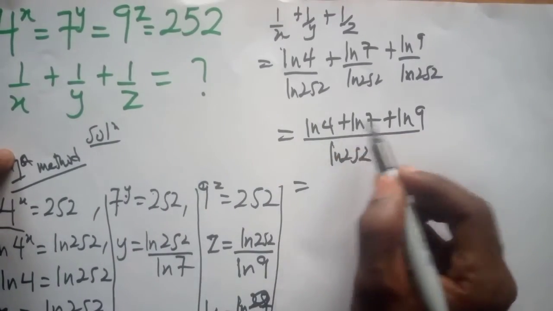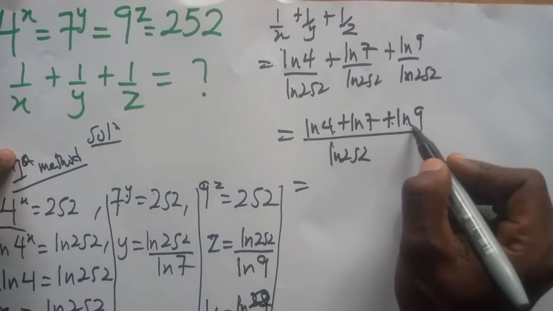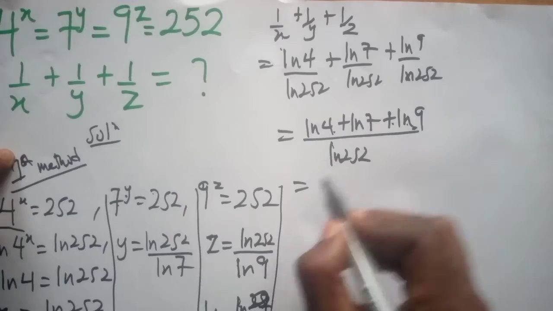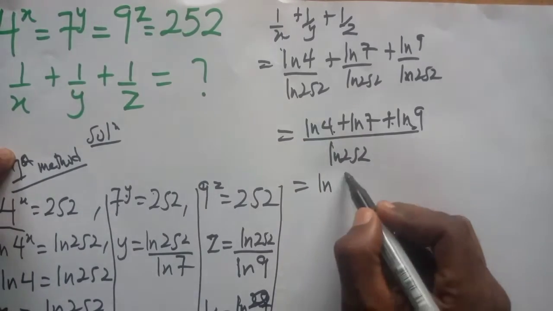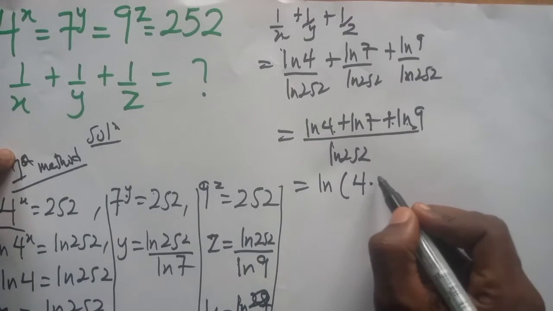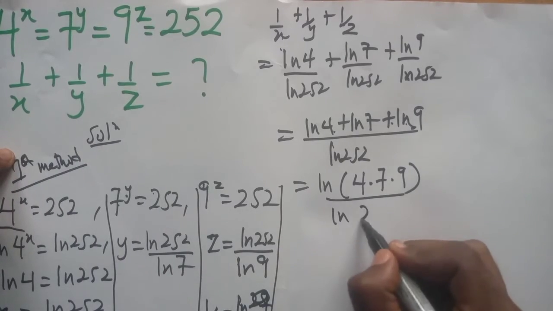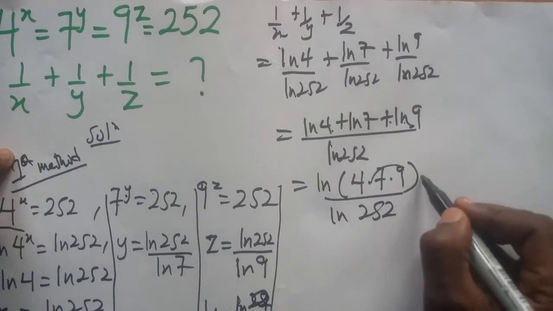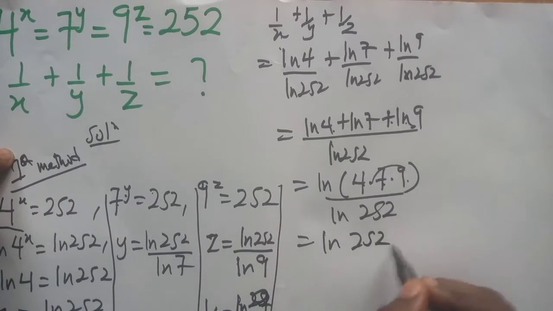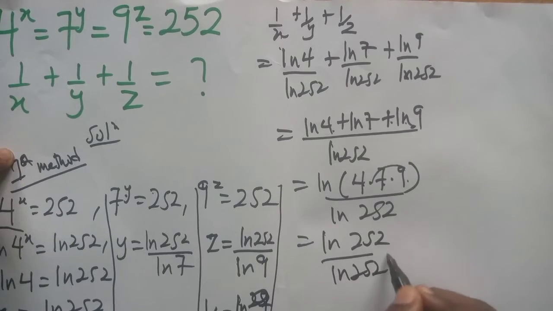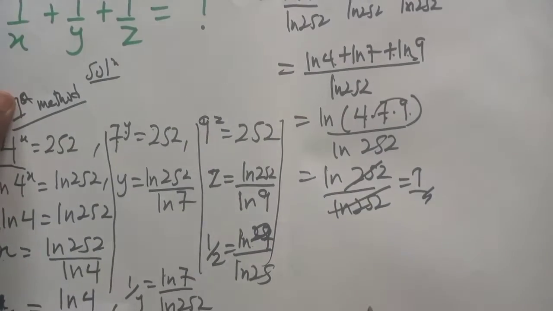So from properties of log, you realize that if you have ln 4 plus ln 5, the bases are the same and they are adding, all you do is multiply the numbers. So I can just factorize this out, and I have ln of 4 multiplied by 7 multiplied by 9, divided by ln 252. Now what is this? 4 times 7 times 9 is just 252, divided by ln 252, and then when it cancels, everything goes to 1 in this case, right? Now this is basically the first approach.